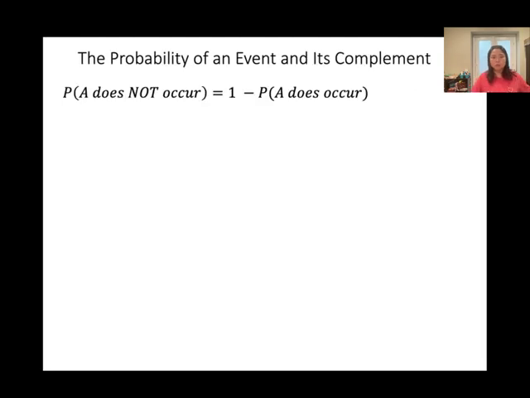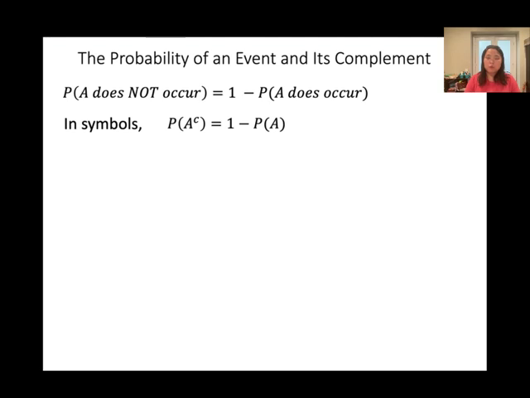Okay, the formula for the complement. The probability of A does not occur is equal to 1 minus the probability of A does occur. So in notation, I write it as: P of event A complement equals 1 minus the probability of the event A.